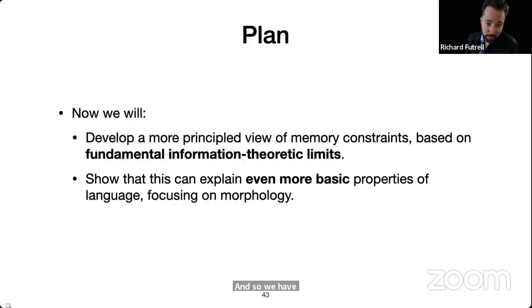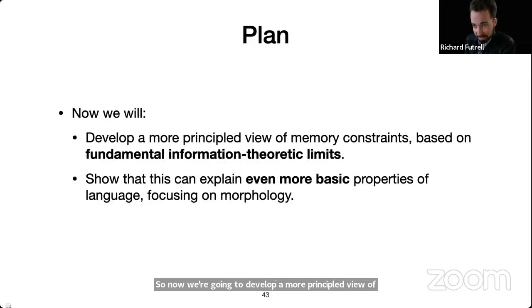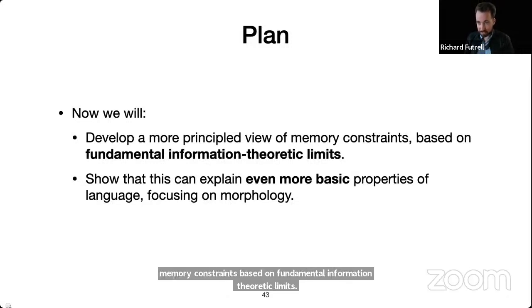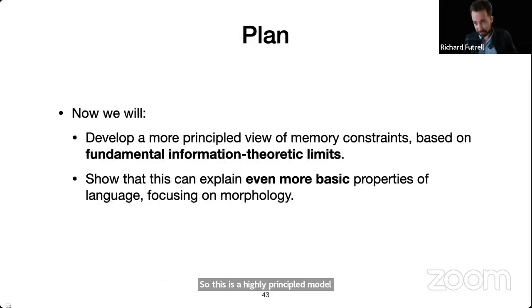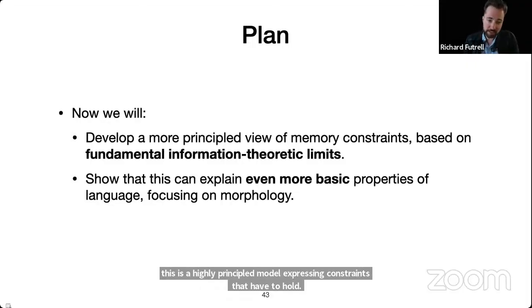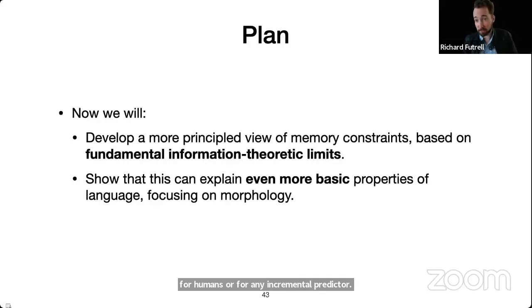So now we're going to develop a more principled view of memory constraints based on fundamental information theoretic limits. This is a highly principled model expressing constraints that have to hold for humans or for any incremental predictor. And we're going to show that this explains some basic properties of morphology, looking now inside words instead of just looking at word order.